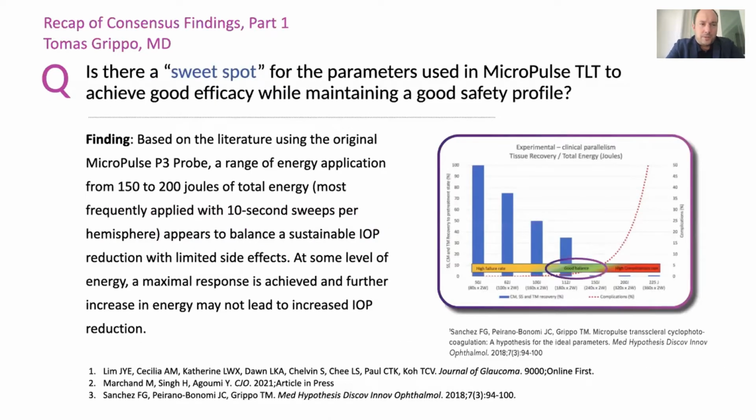The second question: is there a sweet spot for the parameters used in MicroPulse TLT to achieve good efficacy while maintaining a good safety profile? And it appears that there is one. When we use very low settings, we may not obtain pressure reduction, or enough pressure reduction, and usually we also see a pretty good safety profile. If we use an excess of energy, we may encounter a higher prevalence of side effects.